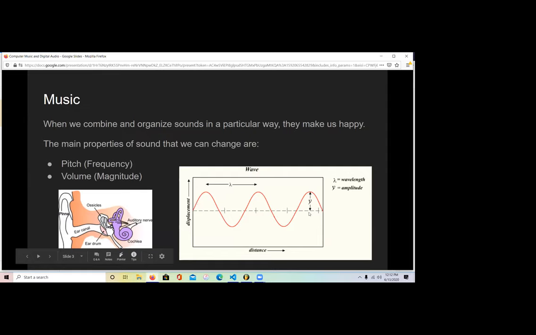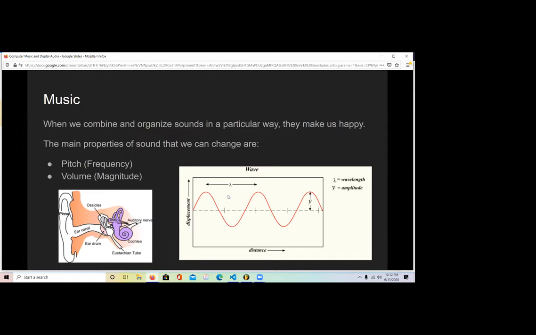It's kind of a curvy wave with the same period, or the same distance between the top and the bottom every time. So when these waves are closer together, like when the distance from this peak to this peak is really small, that's called a high frequency. And that's actually what creates a high pitch sound.